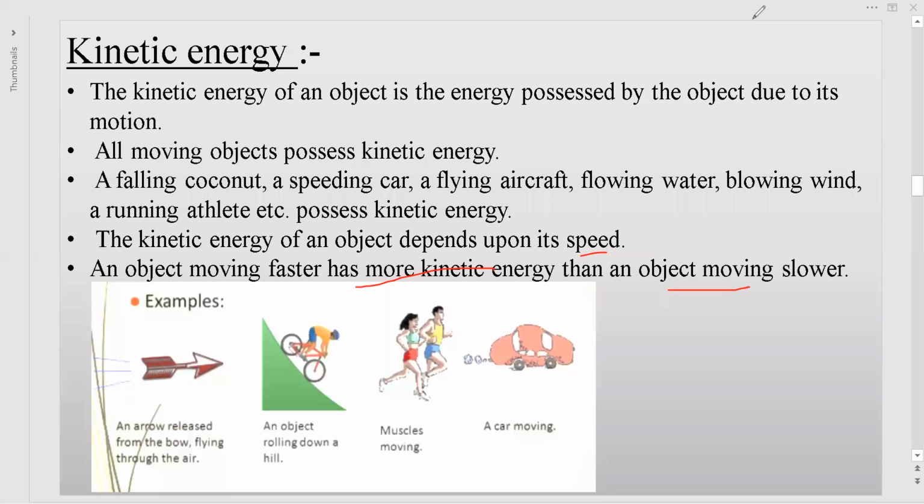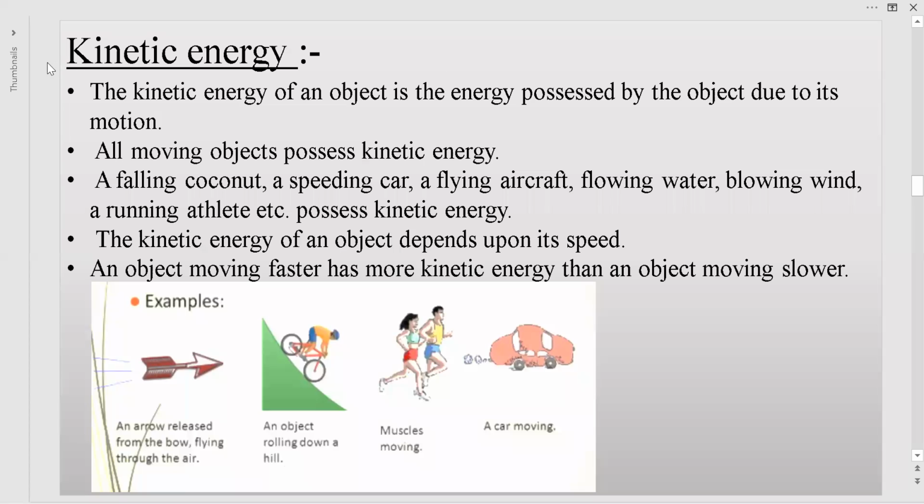Okay. In the figure also we can see a few examples. An arrow released from a bow, flying through the air, even it has kinetic energy. If it hits something, it can pierce it, because it has some energy. Similarly, a cycle rolling down a hill will have some energy because it is in motion. Similarly, athletes running, a car moving, all have kinetic energy in them. Anything which is in motion will have kinetic energy.